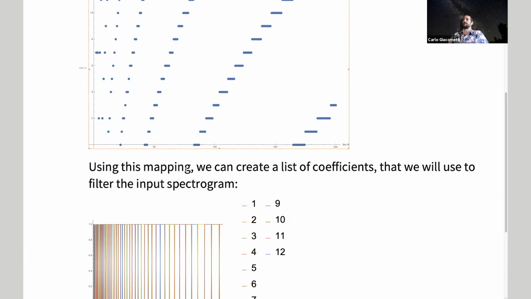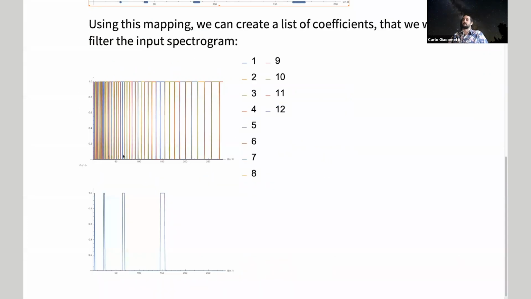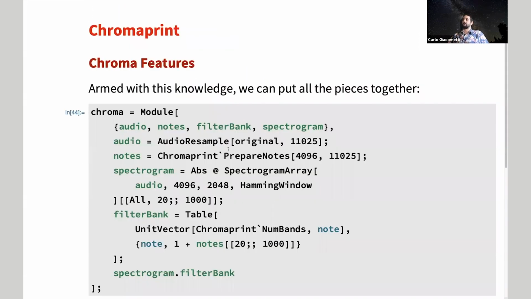And using this mapping, we can create a list of coefficients that we will then use to filter the spectrogram. And this is a plot of all of our 12 filters, and this is the plot of a single filter. You can see the energy of each bin in this interval will be ignored, and then the energy of the bins in this interval and this interval and this interval will all be summed together. So hopefully we'll get information about which notes is played at what time. So given this knowledge, we can put all of the pieces together and compute the chroma features.